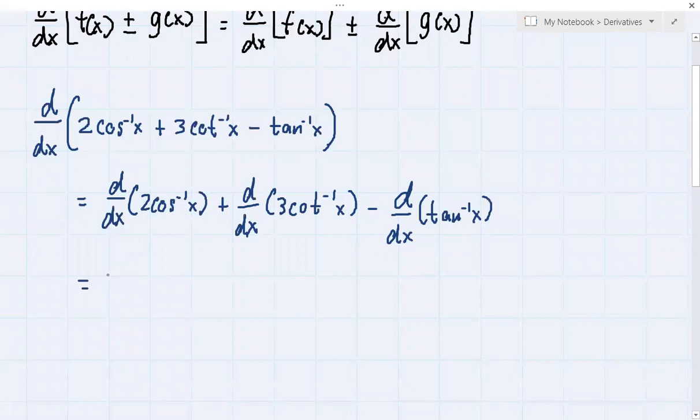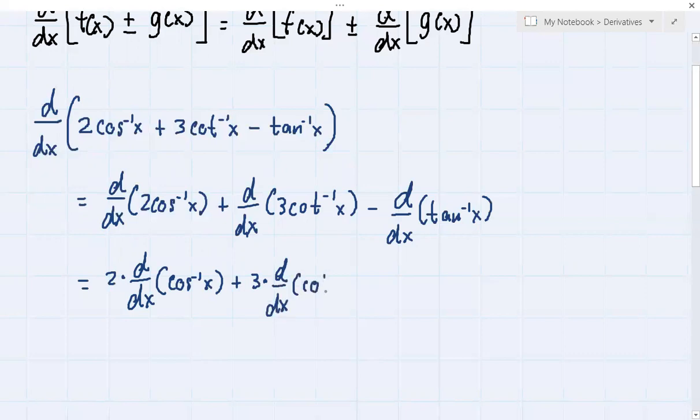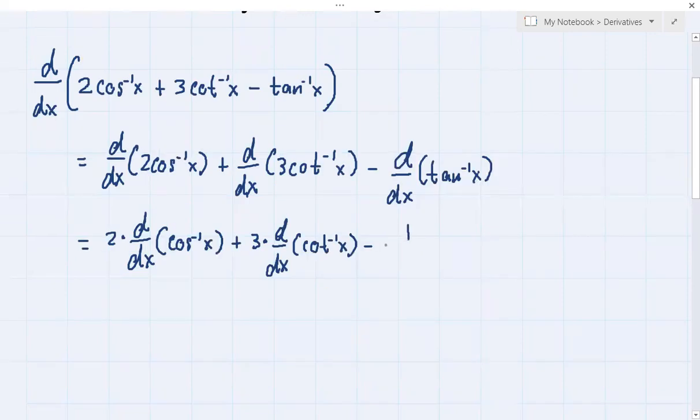Now let's get their derivatives. So ito magiging 2 times derivative ng arc cosine plus ito ganun din kasi meron tayong constant na 3. So magiging 3 times the derivative of arc cotangent. Then dito, wala naman siyang constant, so pwede natin siyang diretsuhin i-differentiate. So ano ulit yung derivative ng arctangent? Nasabi ko na to kanina, na ang derivative ng arctangent ay 1 all over 1 plus x squared.